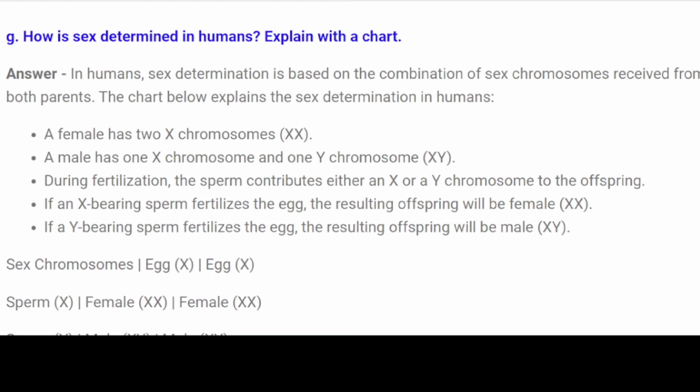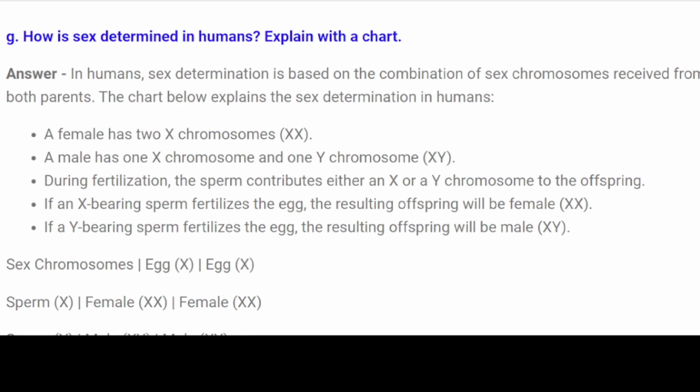A female has 2 X chromosomes, XX. A male has 1 X chromosome and 1 Y chromosome, XY. During fertilization, the sperm contributes either an X or a Y chromosome to the offspring. If an X-bearing sperm fertilizes the egg, the resulting offspring will be female, XX. If a Y-bearing sperm fertilizes the egg, the resulting offspring will be male, XY.